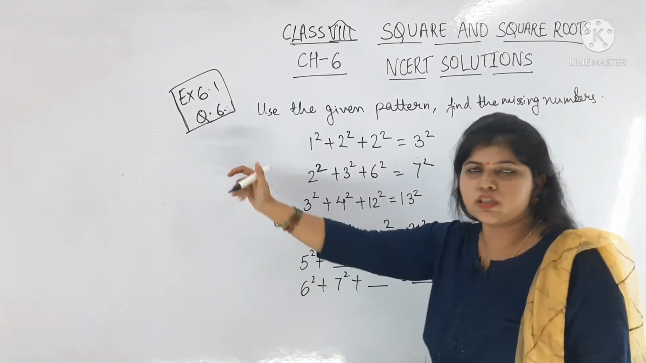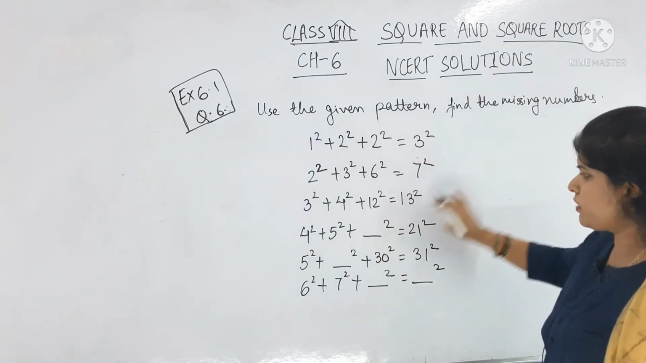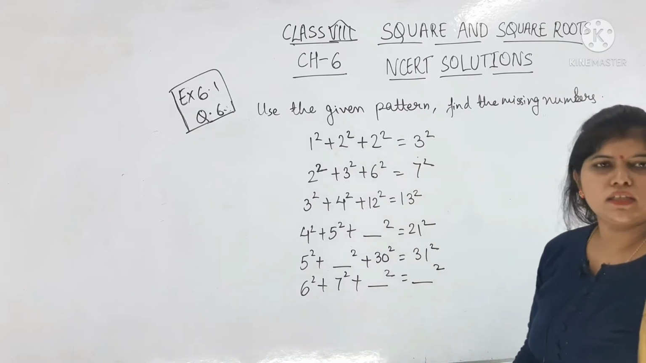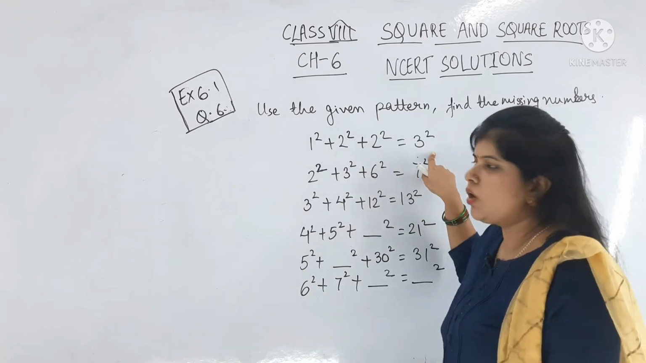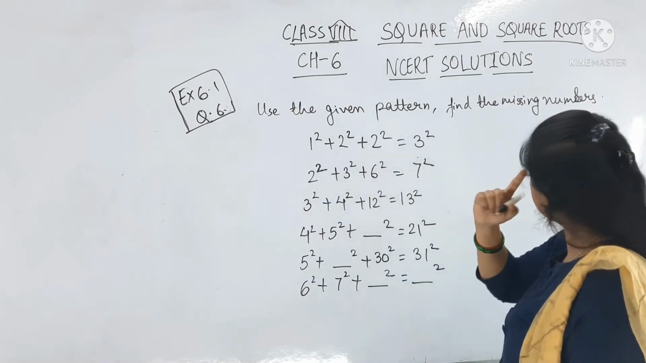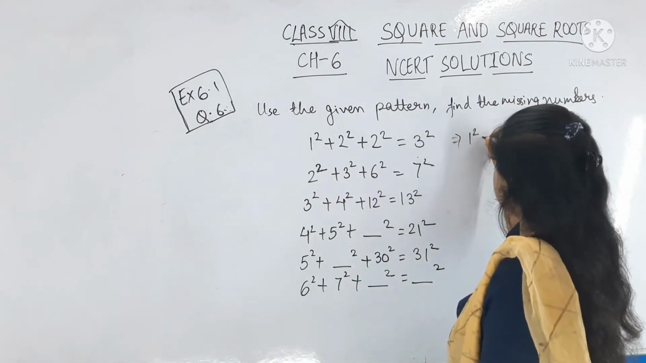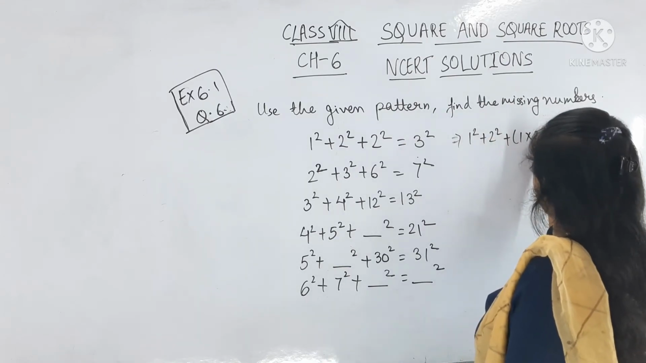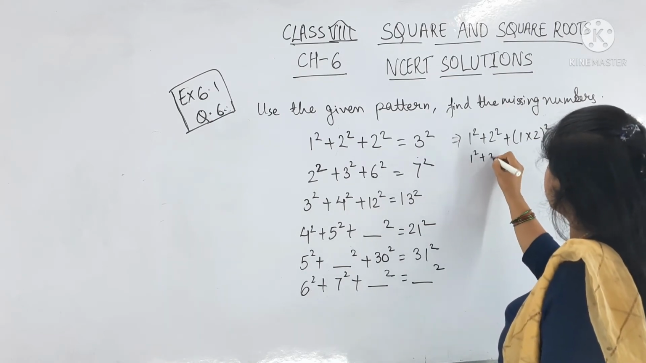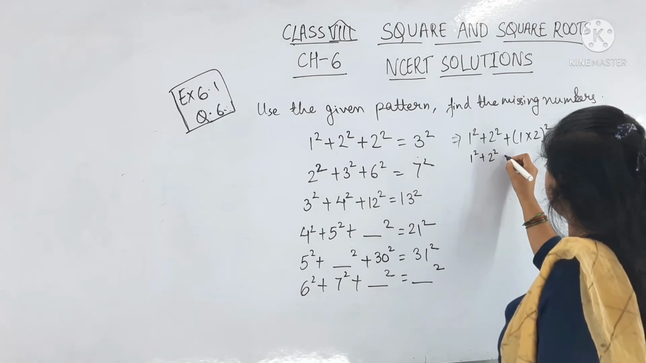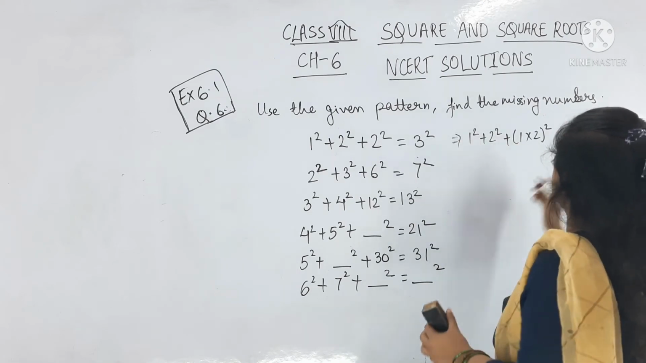Okay students, the next question is question number 6 here. Use the given pattern and find the missing numbers. We have to find these missing numbers by these patterns. You can see that 1 square plus 2 square plus 2 square is equal to 3 square. So here what we have to do, this can be written as 1 square plus 2 square plus 1 into 2 whole square, which is equal to 3 square.